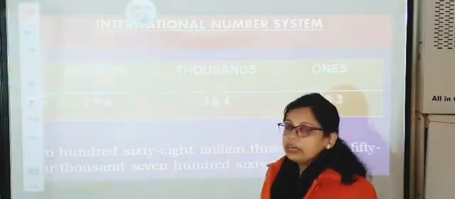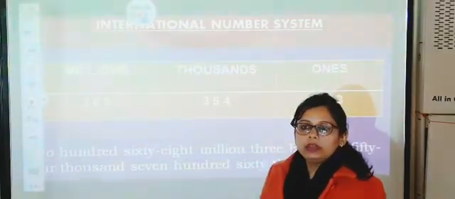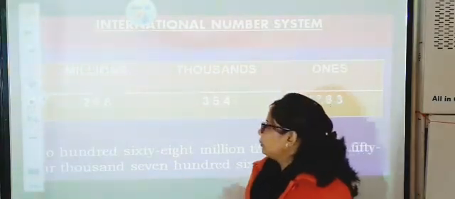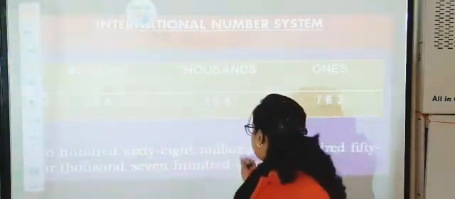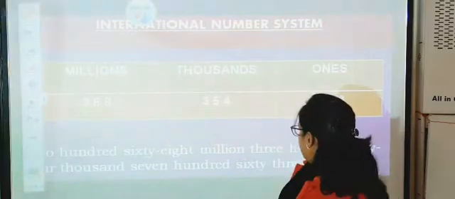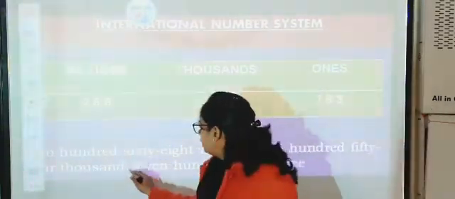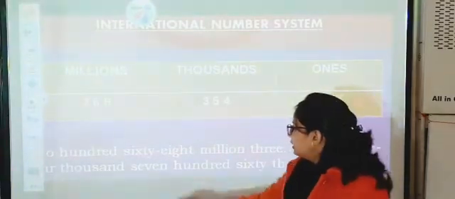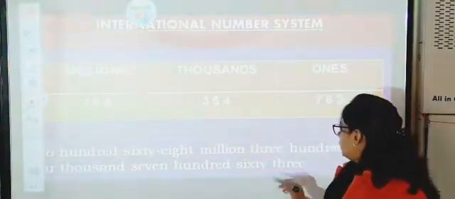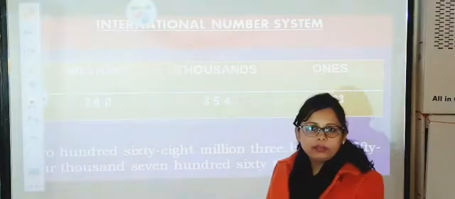So how can we read this number? Children, this number can be read as 268 million, that is one group, then another group, 354,000, then the last group, 763. So these are three groups.